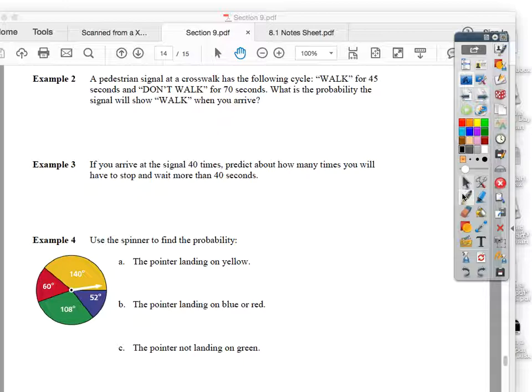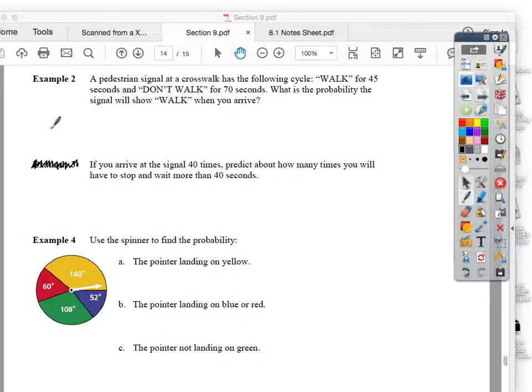Let's look at example 2, which incidentally, example 3, awkward, is just part of example 2. So what we'll have you do is maybe try that on your own here in just a moment. Okay? So for example 2, a pedestrian signal at a crosswalk has the following cycle. Walk for 45 seconds, don't walk for 70 seconds. What is the probability the signal will show walk when you arrive?